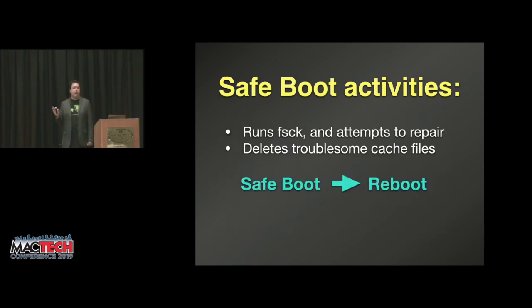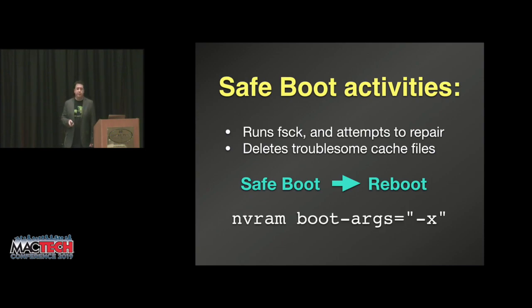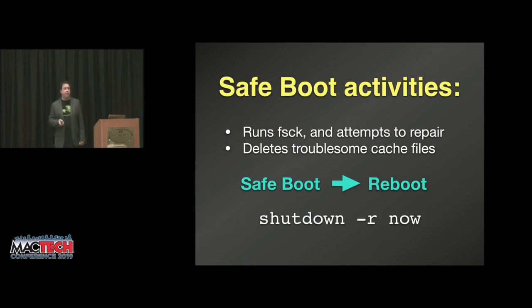I've also figured out how to automate this sequence by setting the -x NVRAM boot argument, then rebooting the Mac, then removing the boot argument, and then rebooting it again. So that basically takes a Mac, boots it in a safe boot, lets it come up, and then reboots it without safe boot. I call this my ultimate safe boot dance script.